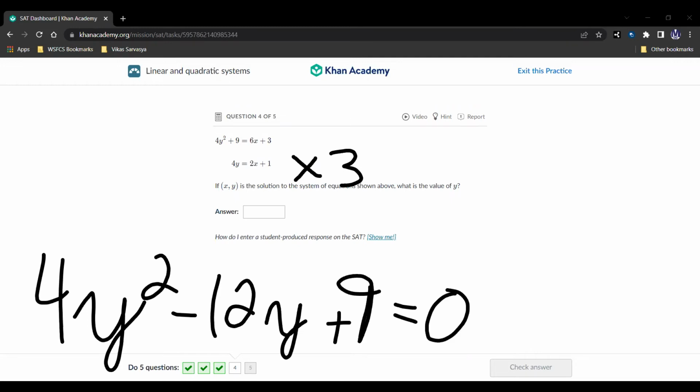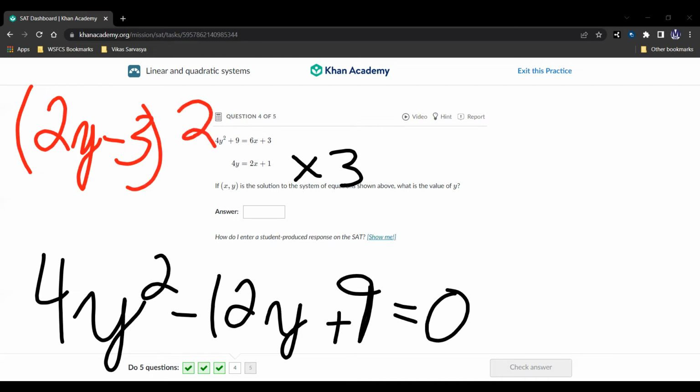And if you've seen this form, you'll know how to factor it. If you haven't, it is a perfect square. And so this is 2y minus 3 squared, which means that the y that makes this a 0 is just going to be 3 halves equals y.